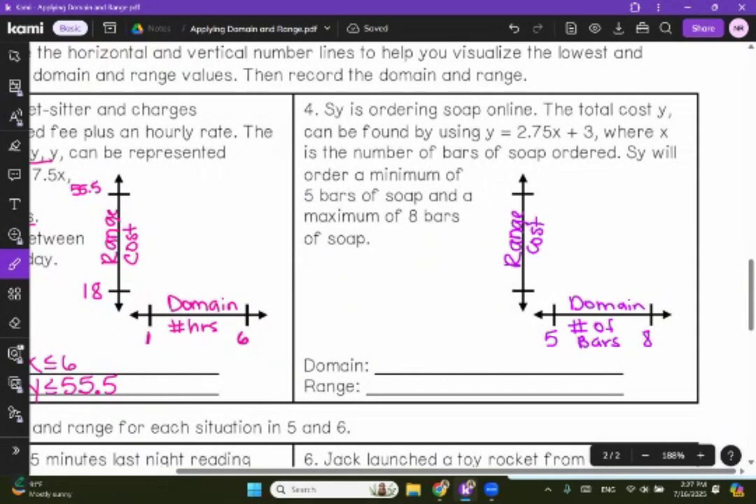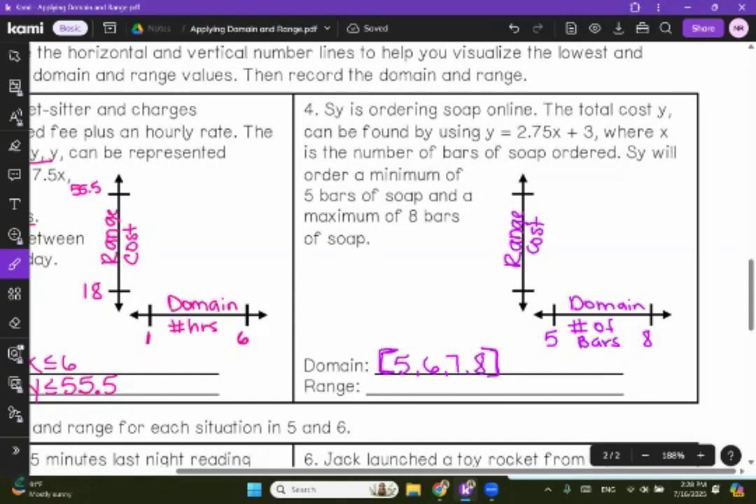Okay. Now, here's the question. Do you think Sai is going to be able to order 5.5 bars? Most likely not. I don't think that would be one of the options. So that means that this one is going to be a discrete. He can order 5 bars, he can order 6 bars, he can order 7 bars, or he can order 8 bars of soap.